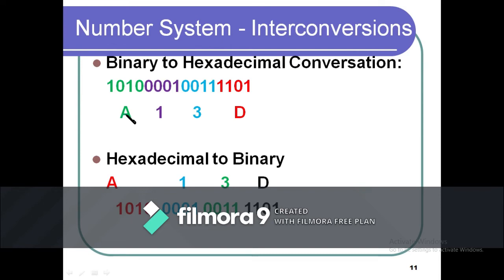Hence, they are taken. After that, the same process repeats, for example decimal to binary. This is the given answer in hexadecimal. Same, what is the value of A? You have to write it as 1010. It is the same opposite process of binary to hexadecimal to binary.